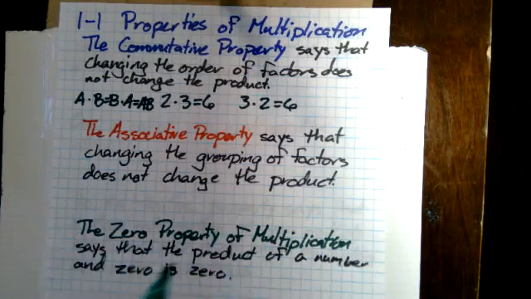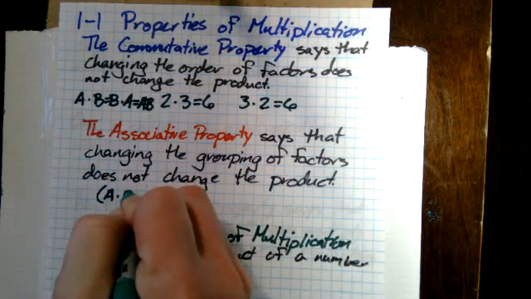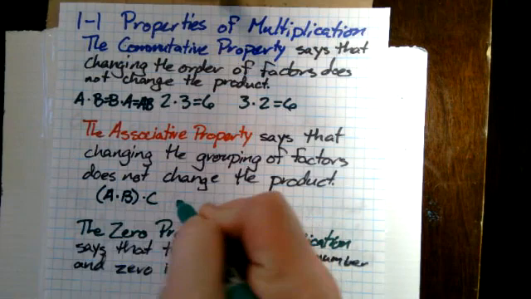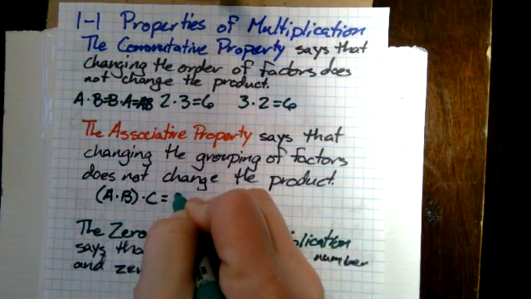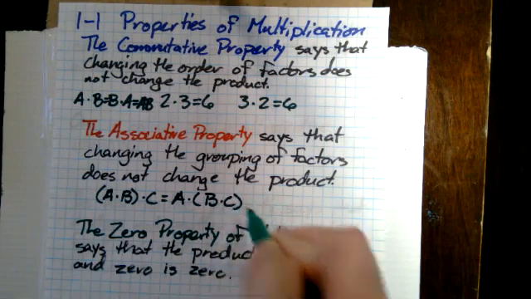The associative property says that changing grouping of factors does not change the product. So if we have (A times B) times C, that's the same as A times (B times C).